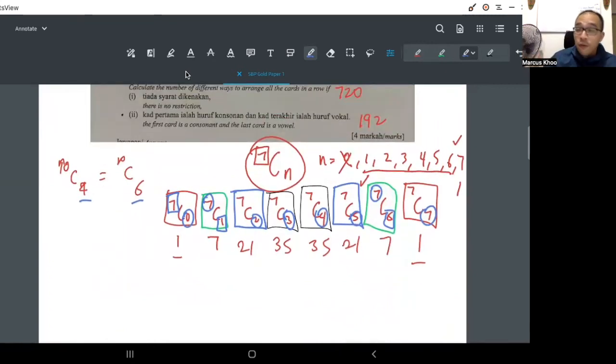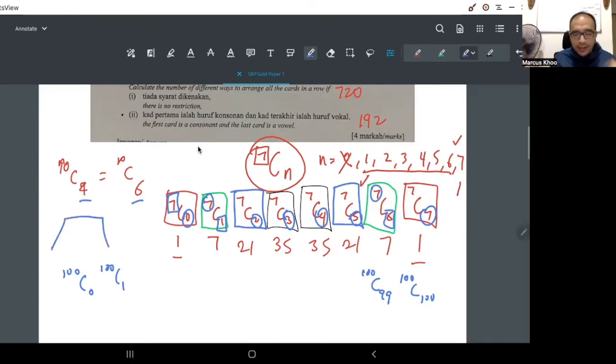And it works with all the C's. 100C0 and 100C100 is the same value, because 0 plus 100 is 100. 100C1 and 100C99 is the same value because 1 plus 99 equals 100. So C values, only for C, it goes up and down. Not really up and down like that. Never mind, just ignore me.